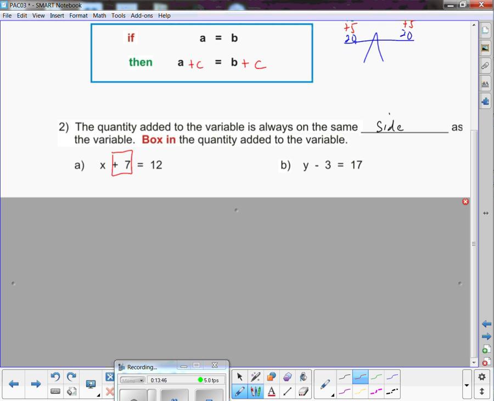Look at the second example. Look at B. What is added to the variable? Now you might say, Mr. Scarfi, there's nothing added to the variable. Oh, you forget already, do you? Remember, technically, this is what we have, but we don't bother to write it that way. Technically, this is y plus a negative 3 equals 17. So in this case, it's real easy to see what's added to the variable. It's the negative 3. And we would add its opposite to both sides to move it to the other side to get the y all by itself.